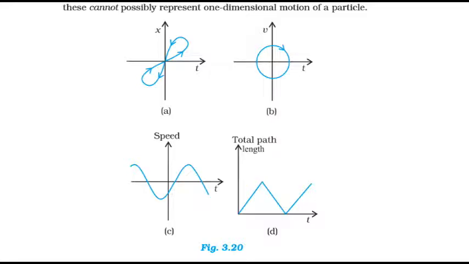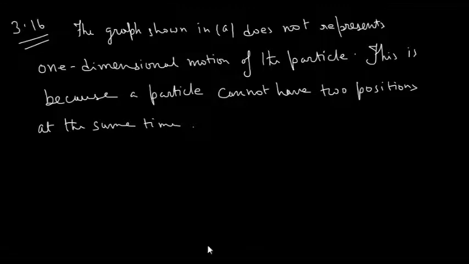So let us see the graph again. So here the particle could not have two positions at the same time. So it is not a one-dimensional motion. So let us see the graph carefully. The second, the circle type graph. Let us see what this graph indicates. So this is A.